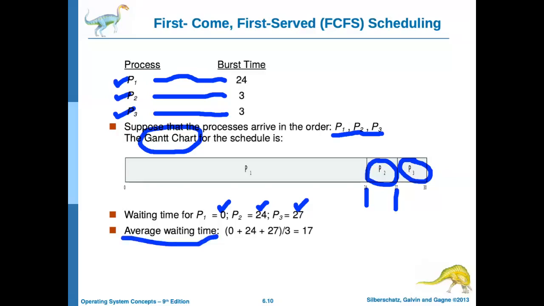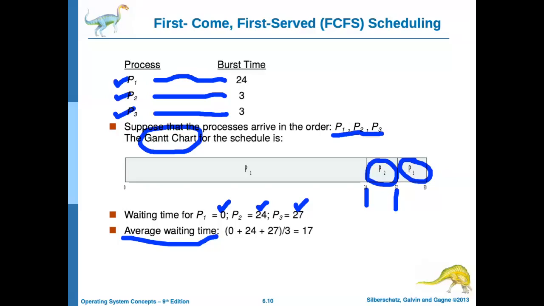Averaging is now very simple. There are 3 processes and the waiting times of all 3 are 0 plus 24 plus 27. We add these: 24 plus 27 is 51, divided by 3, the number of processes. So the formula is very simple: the summation of waiting time for all Pi divided by the number of processes.